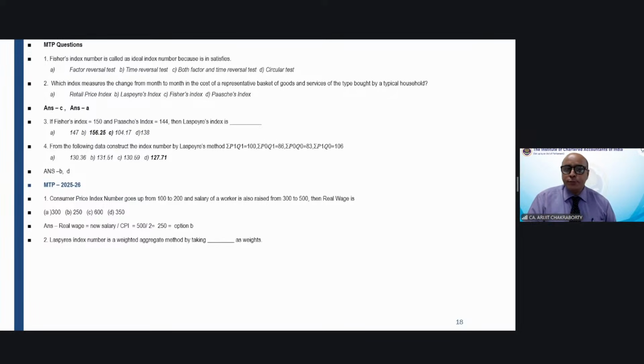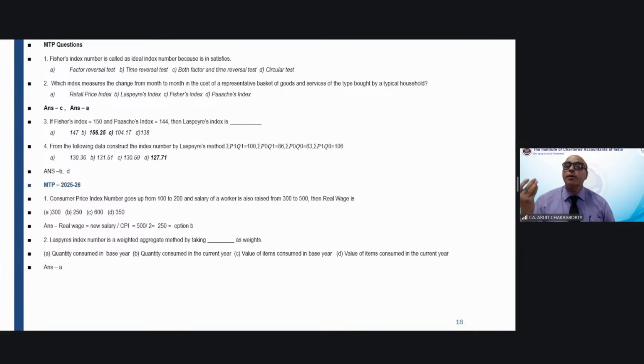MTP, next question. Last period's index is a weighted aggregate method by taking dash. So this is quantity consumed in the base year. Option A is the right answer.